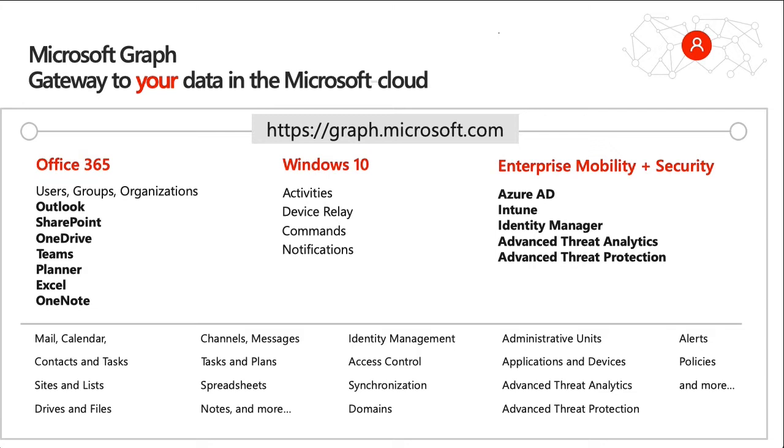One of the nice things about the service called the Microsoft Graph is that it's going to serve as a proxy endpoint to all of these other different services. It's going to encompass things such as Office 365, Windows 10, and Enterprise Mobility and Security.